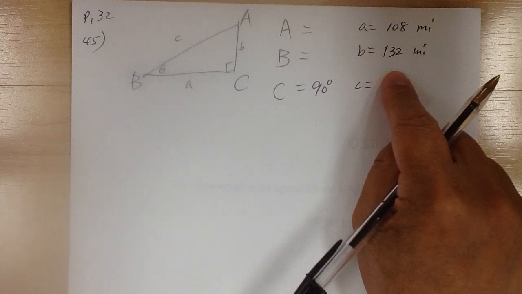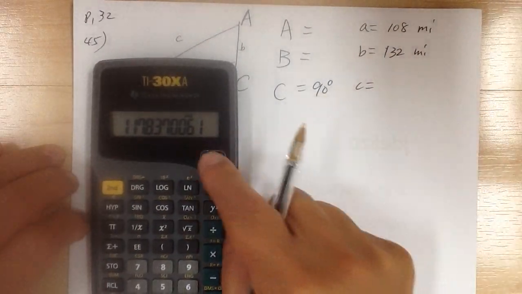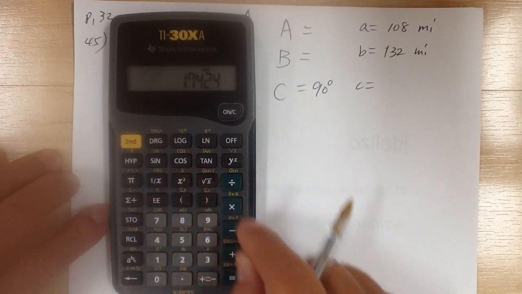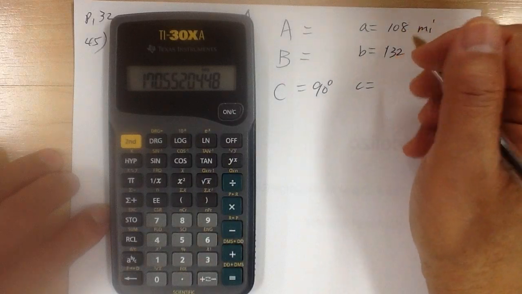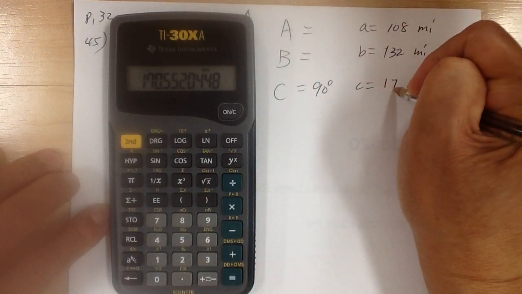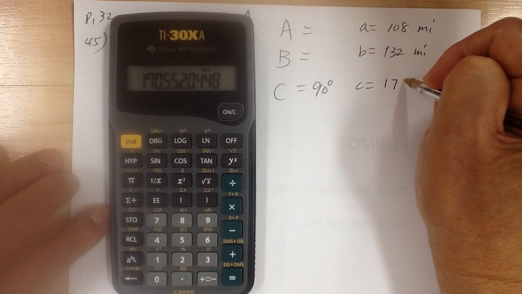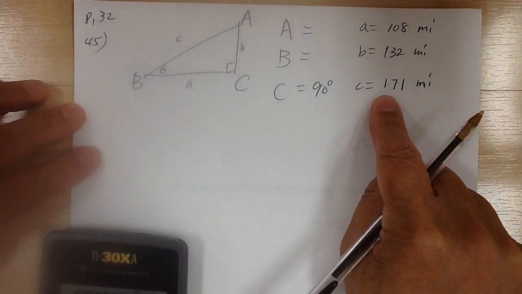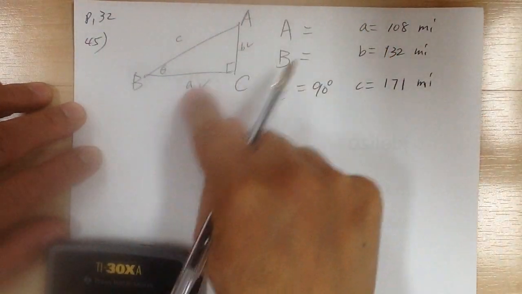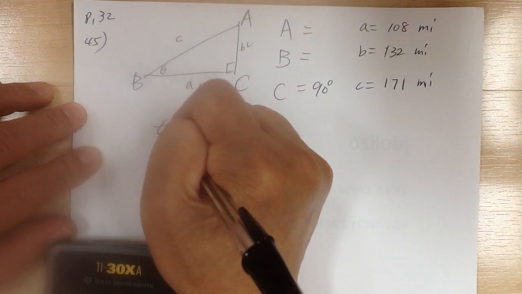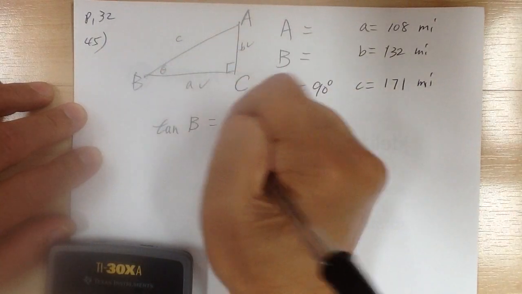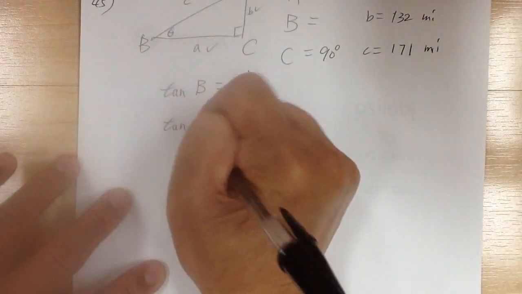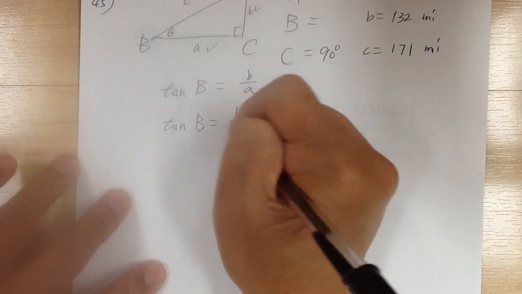So from here right away, I'm going to use the Pythagorean Theorem to find c. That one's fairly easy. So 108 squared plus 132 squared equal, and take the square root. So I get 170.55, so round it up to 171 miles. Now, the relationship between these is tangent. So tangent of B, or tangent theta, equal to b over a. So tangent B equal to 132 over 108.